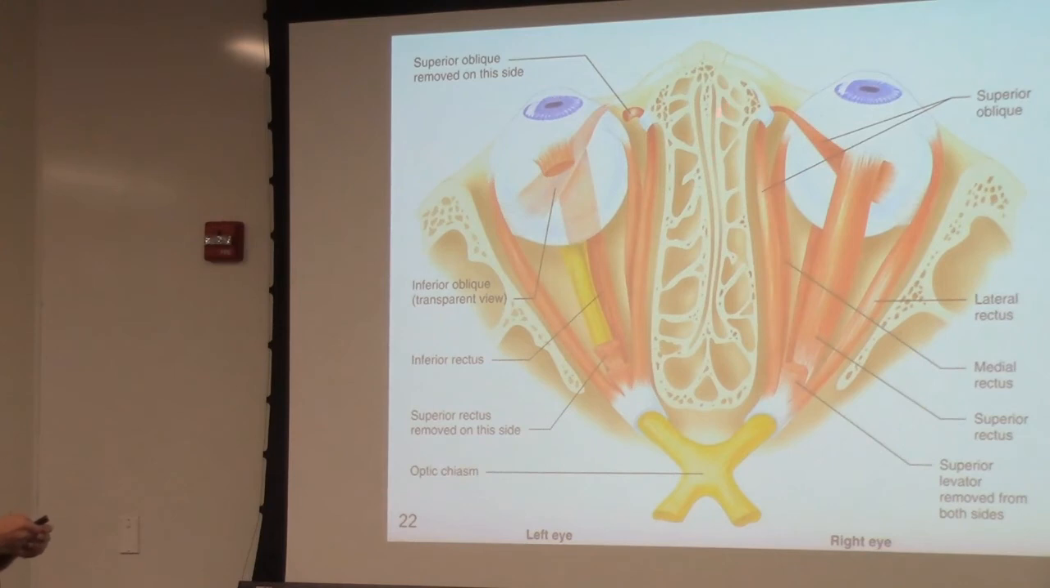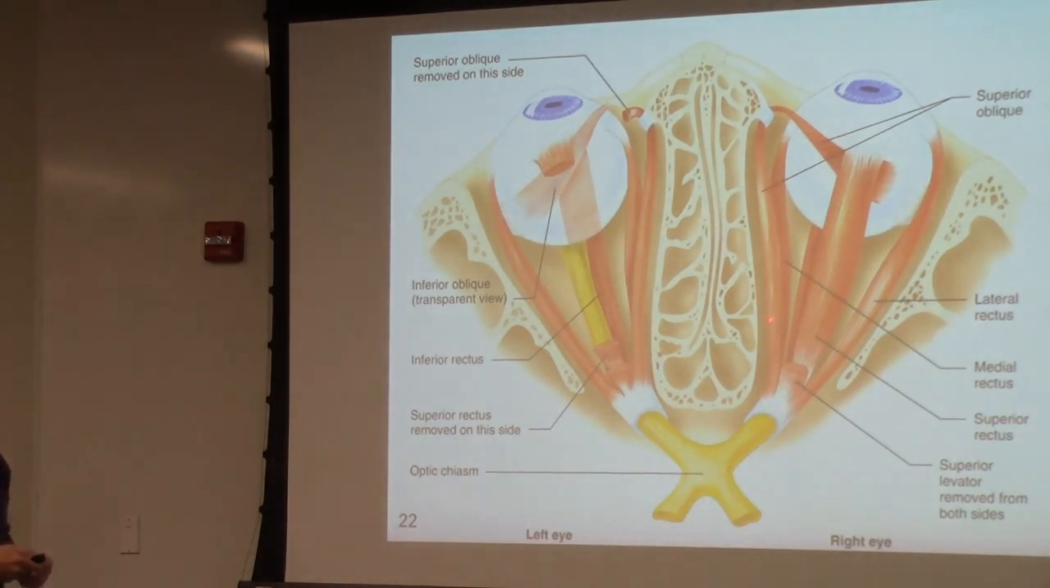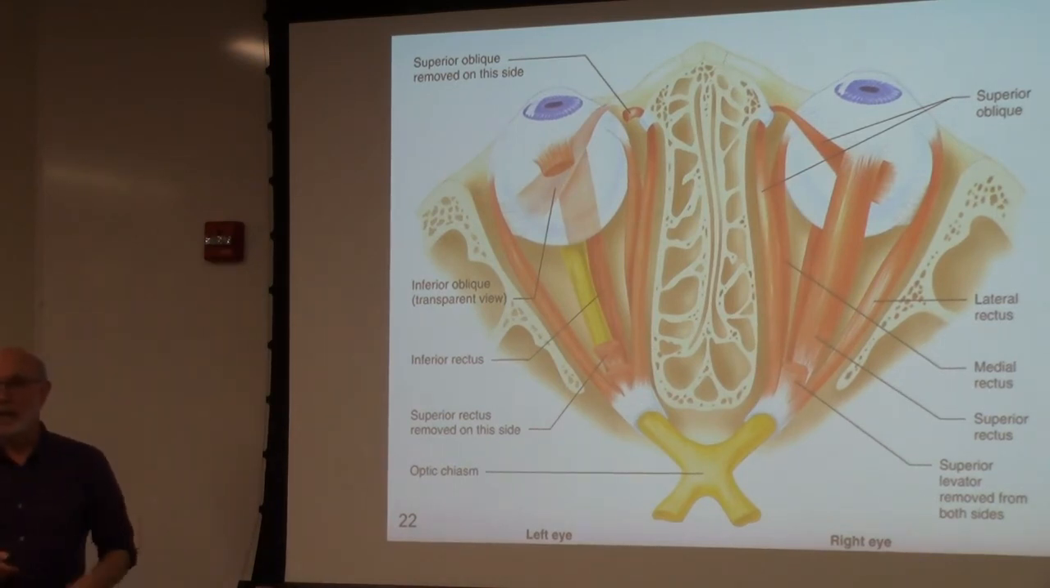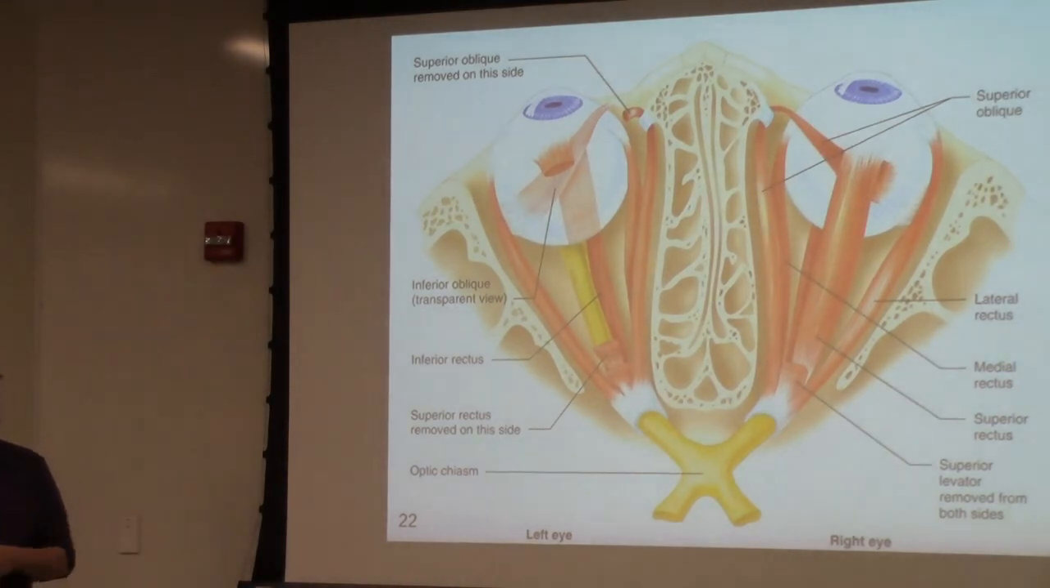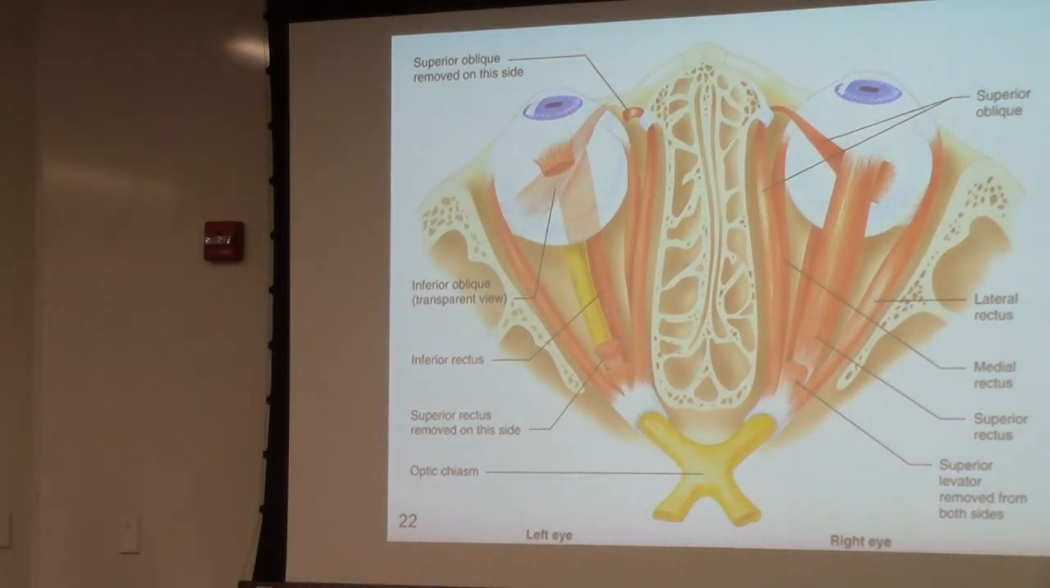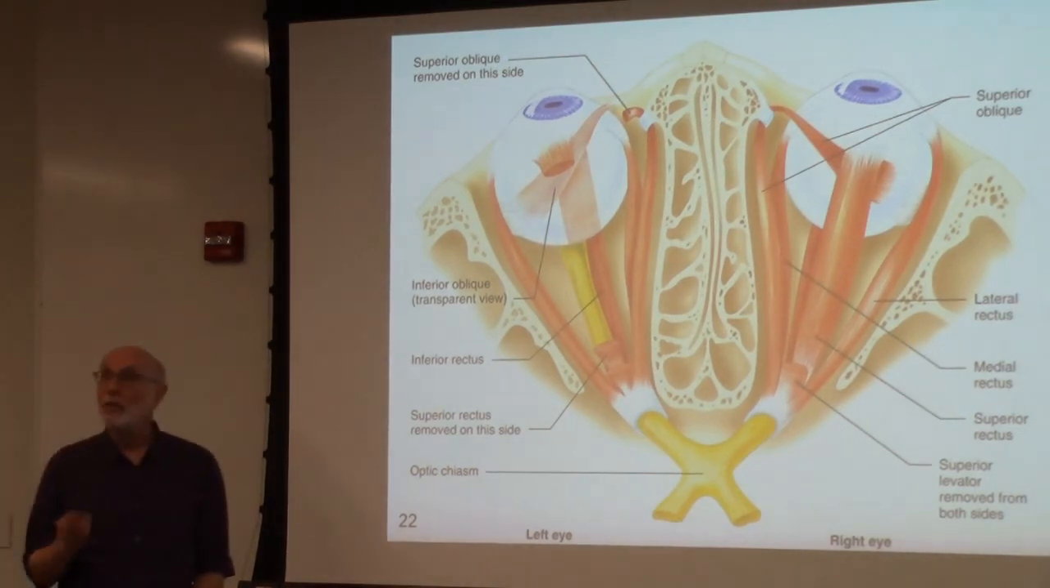So this is the bone of the nose. This structure right here, through which the superior rectus goes, I'm sorry, the superior oblique muscle goes through this structure called the trochlea. Trochlea is Latin for pulley. And you can see why. Okay, so I will want you to know the names of these muscles and what they do.